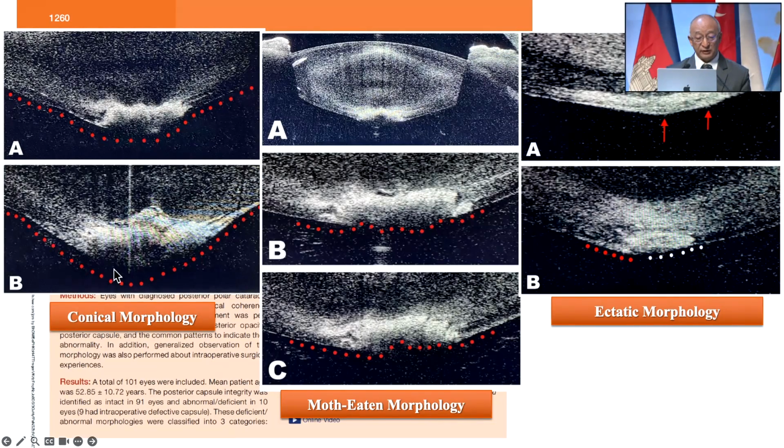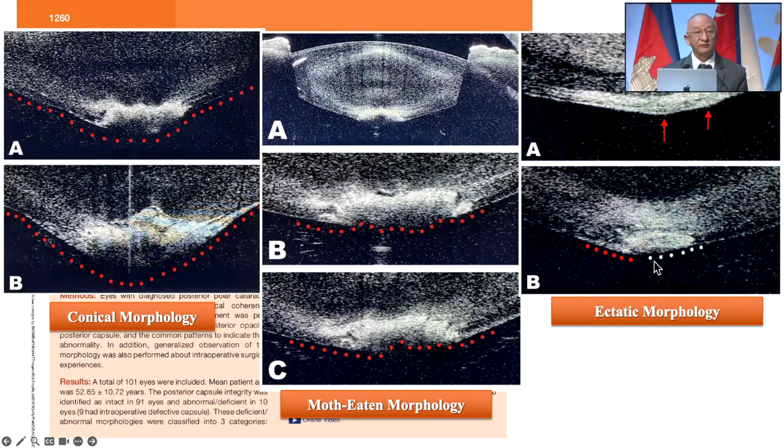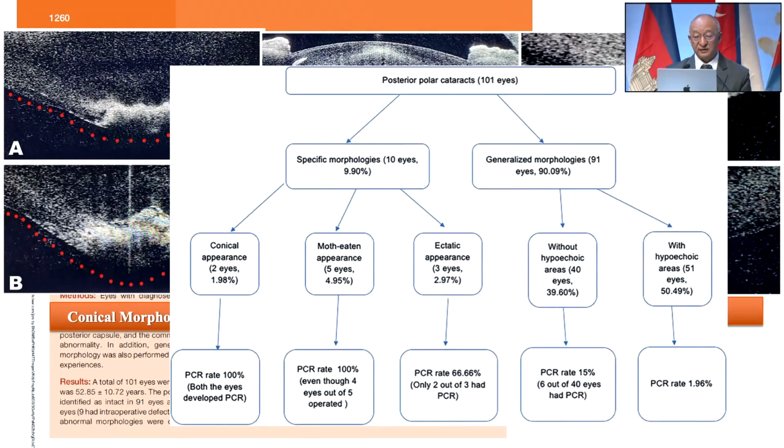The first is the conical shape of the posterior polar cataract. Second is the moth-eaten appearance. And third is the eclectic morphology. If you have these three morphologies in your anterior segment assessment, these are high-risk cases. These morphologies are seen in around 10% of cases, and they have a very high risk of opening the posterior capsule during surgery. The remaining 90% of cases are conventional or generalized morphology of posterior polar cataract, where chances of PC opening are very, very less. You can do a routine surgery in these cases.